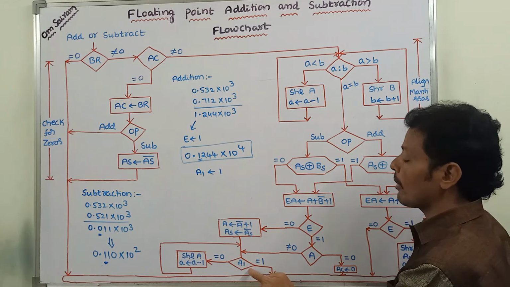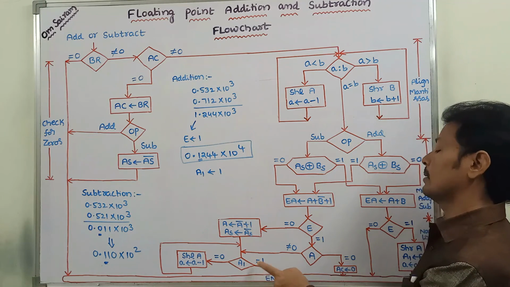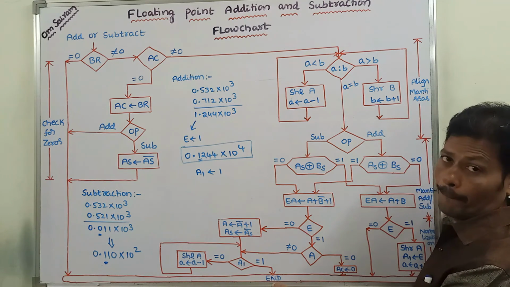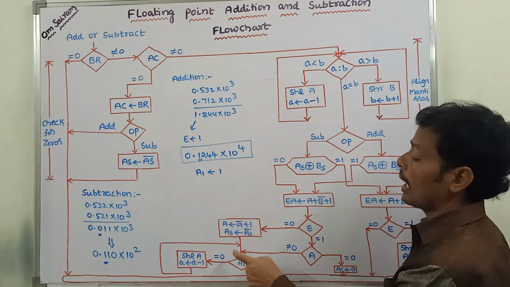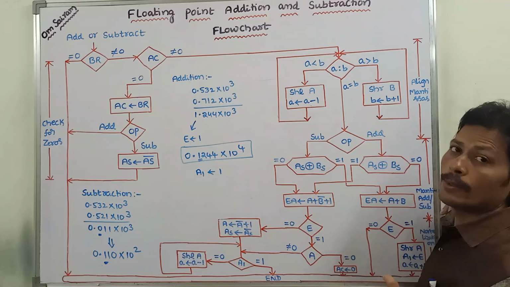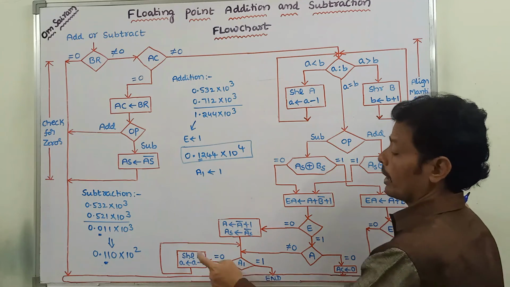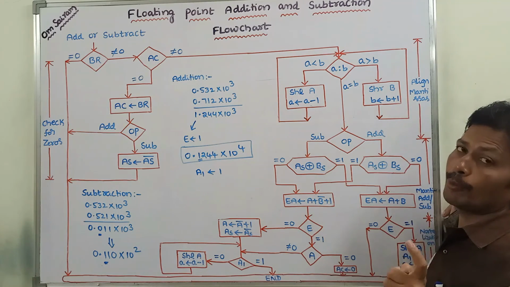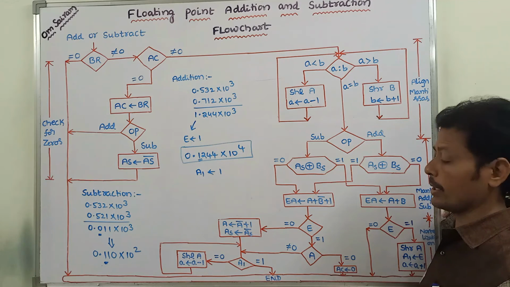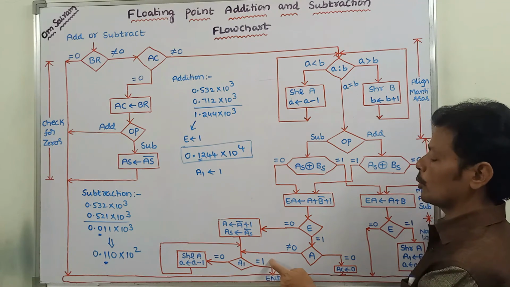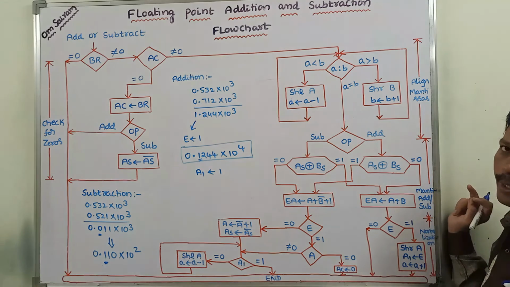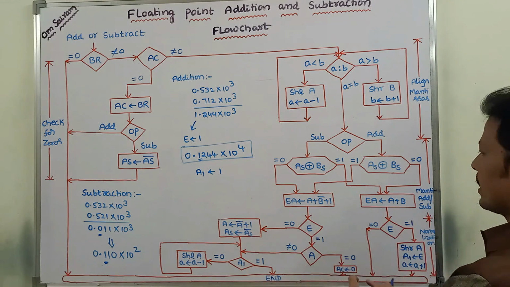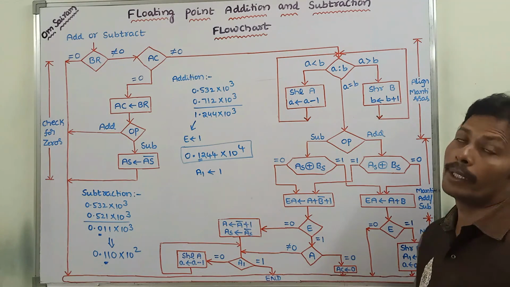If the A1 bit value is 1, the result is a normalized result, and we stop the process. Suppose the A1 value is equal to 0, the result is not normalized. We perform these two steps until the most significant bit of the mantissa is equal to 1. When A1 is equal to 1, we stop the process. So this step is nothing but normalization of the result.